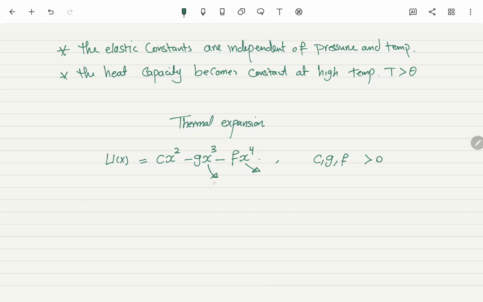So this term represents the asymmetry of mutual repulsion, and this one is the softening of the vibration at large amplitude.